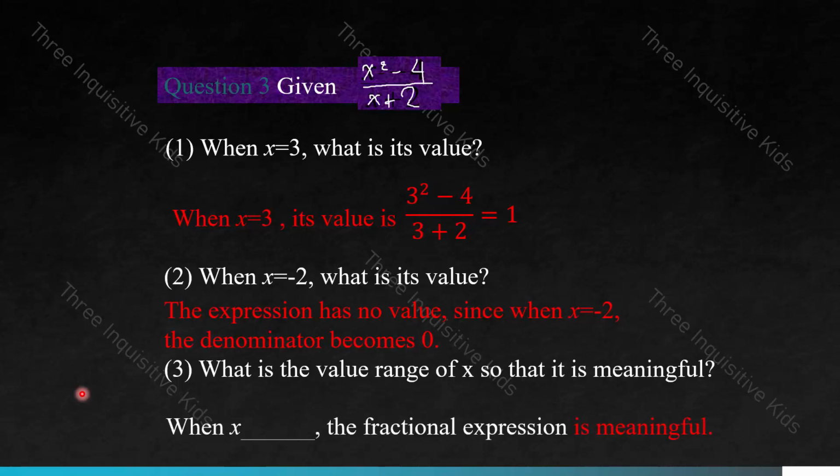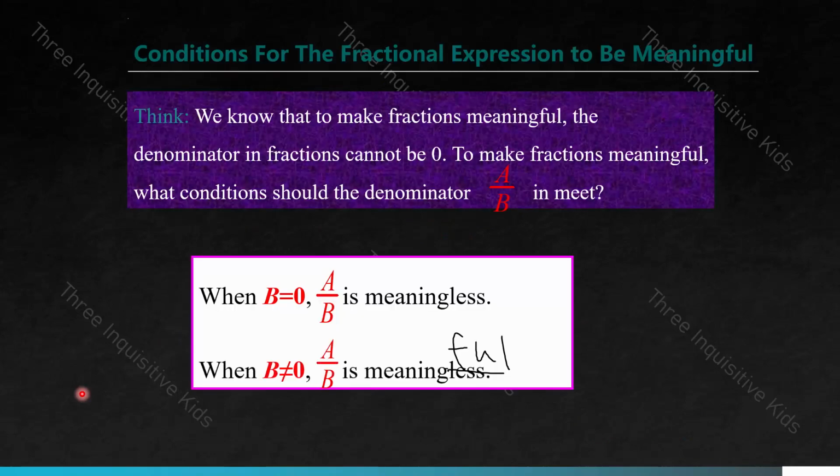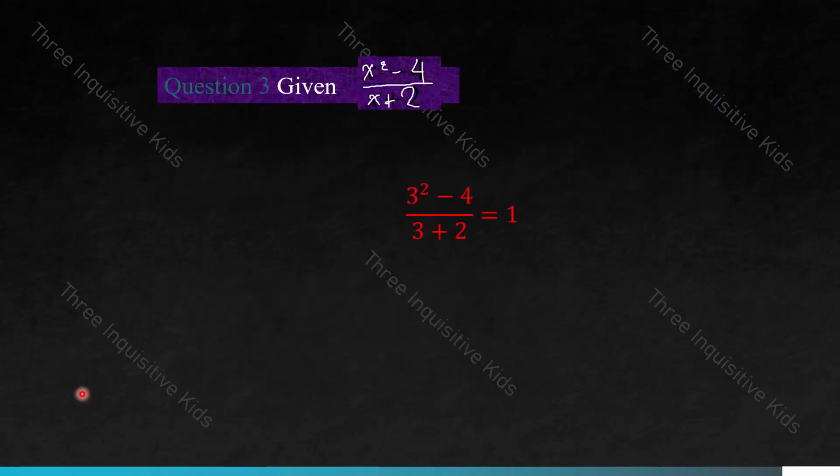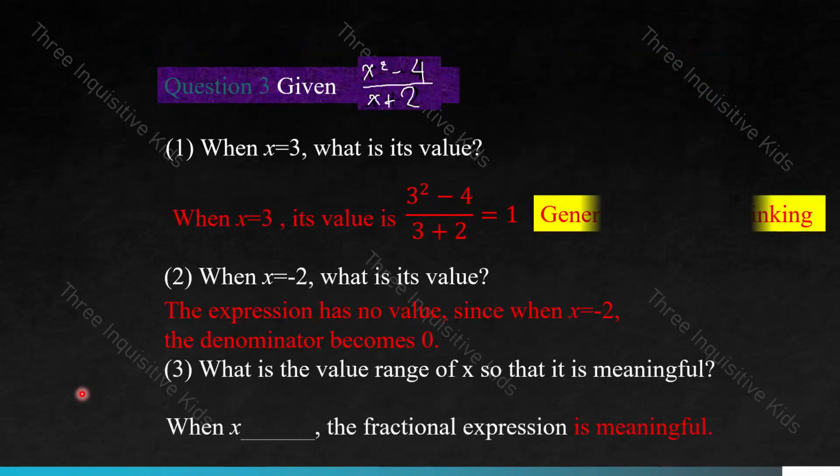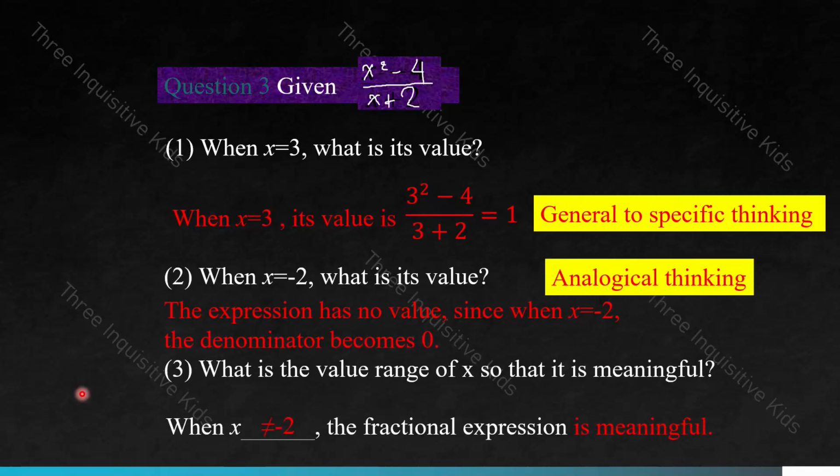When x blank, the fractional expression is meaningful. Well, back here on this slide, we said that when the denominator does not equal 0, then we can use that and say when x does not equal negative 2, the fractional expression is meaningful. So when we are answering the first question, we are using general to specific thinking, the opposite of specific to general thinking. We're thinking about something that's general and then putting a specific value into it, turning it from something more general and connecting it with something more specific.